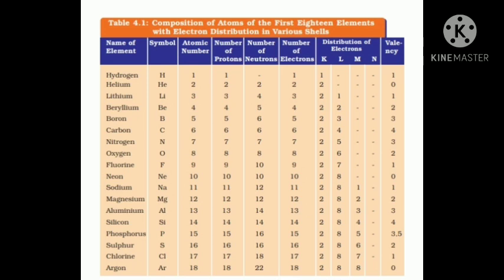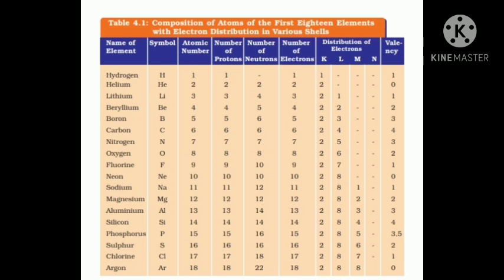Before looking into this table, let us know how to find out the number of protons, electrons and neutrons. Atomic number is equal to number of protons, which is equal to number of electrons, so that the atom will be electrically neutral. Second thing, number of neutrons. How will you find out number of neutrons? Mass number minus atomic number is equal to number of neutrons. I repeat, mass number minus atomic number is equal to number of neutrons.